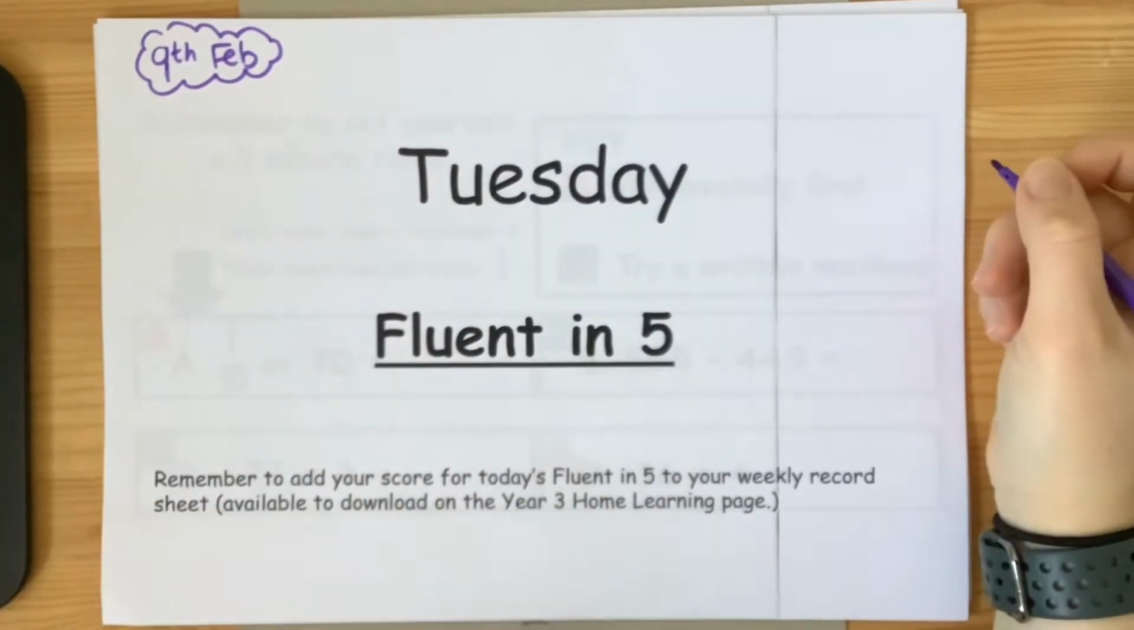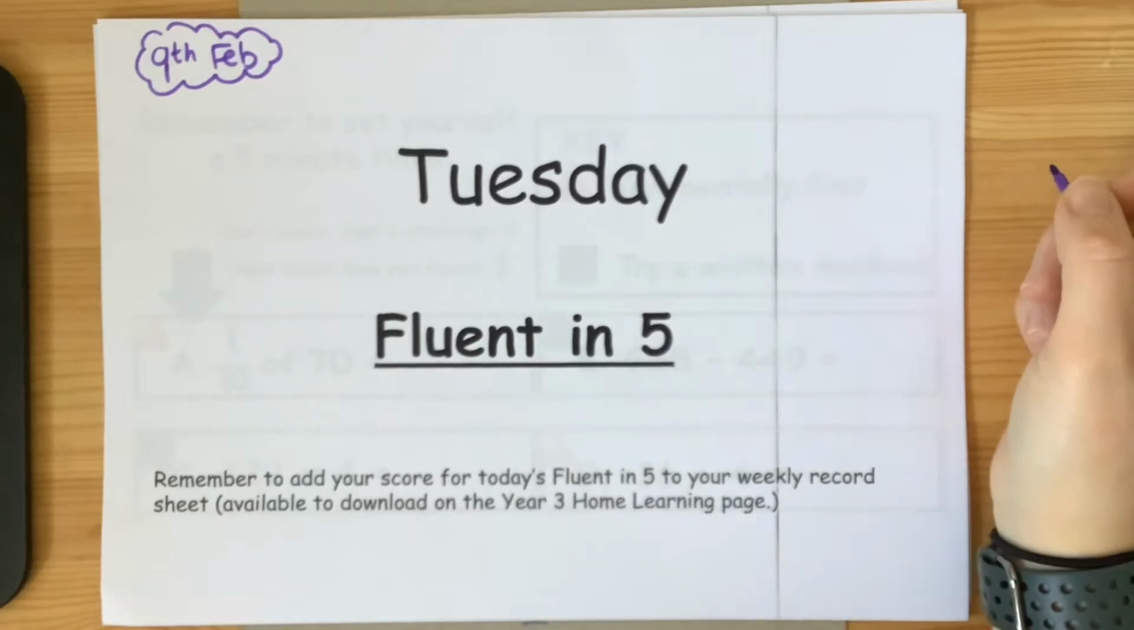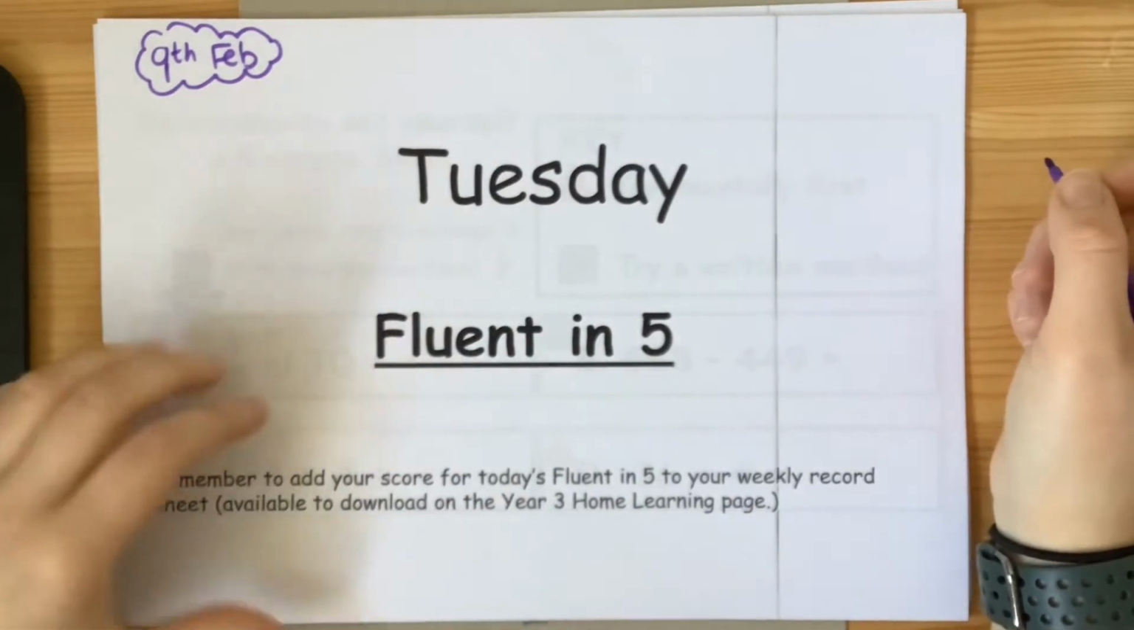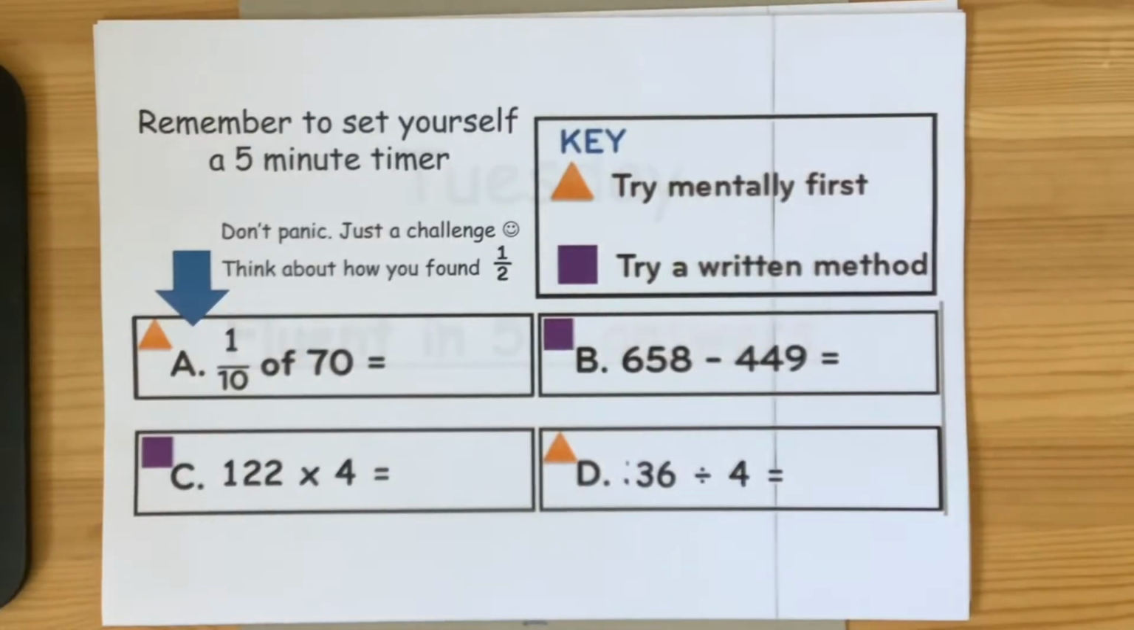I'm going to start by going through Fluent in 5 for you before going through the lesson today, which is learning to multiply and divide amounts of money. So this is your Fluent in 5 for today. If you haven't done it already, please pause the video and have a go.